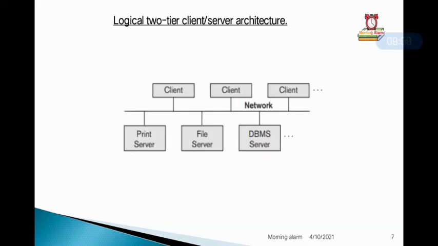So the logical two-tier client-server architecture is given here. Clients are connected via a network to the different servers like print server, file server, DBMS server. So the client and servers are connected via a network, and whenever the client needs some additional functionality, it has to connect to some server to get the functionality.